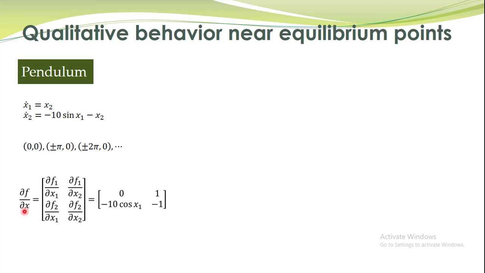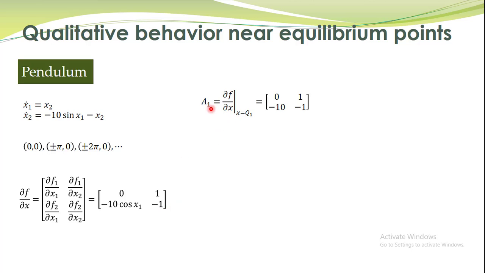The Jacobian matrix is given over here. You can easily find this matrix. You can compute these partial derivatives. These come out to be, this matrix is given by this expression. Let's evaluate it at different equilibrium points.